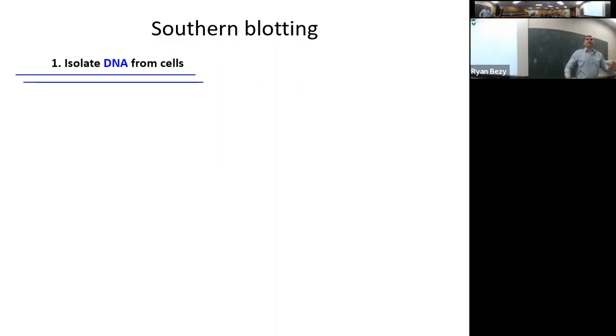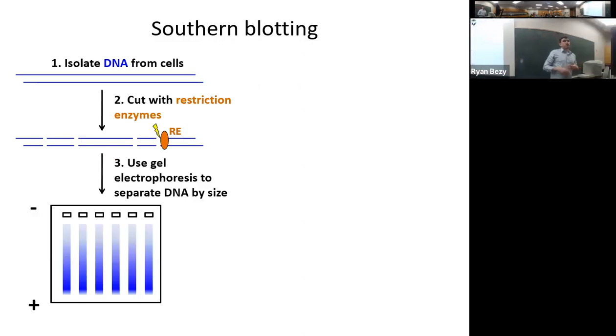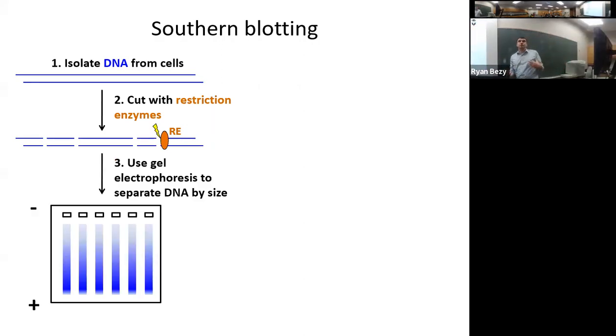Anyways, the idea with southern blotting is you isolate DNA from cells. So you isolate all the genomic DNA from cells. Then you cut it with restriction enzymes. Restriction enzymes are just enzymes that cut DNA. So you take that DNA and you cut it up into fragments. Now you have these smaller fragments, and you can use gel electrophoresis to separate out the DNA fragments by size.